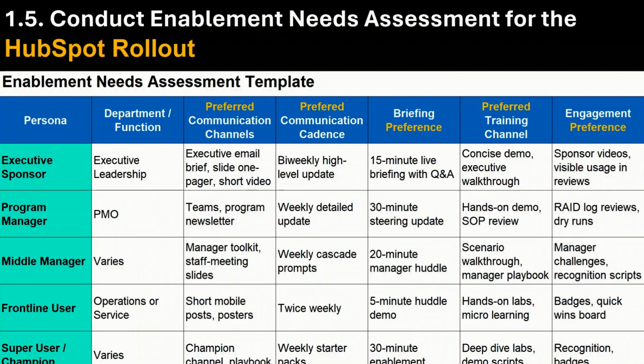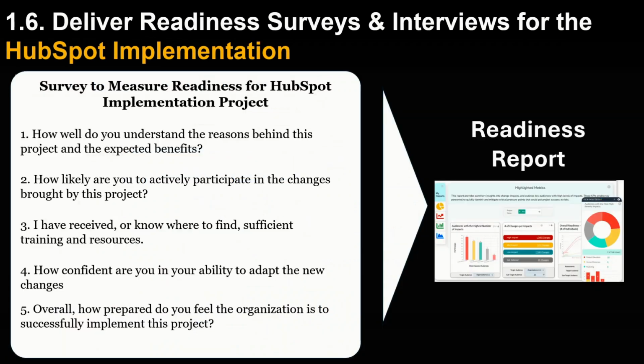When doing your interview, you want to gather how each group prefers to receive communications, how they prefer to receive training, how they prefer to receive briefing, how often they like to receive communication or training. All of this information will help you to better determine how to develop the right change management channels to enable impacted groups for your HubSpot rollout.